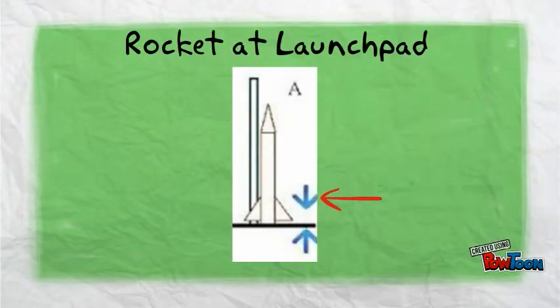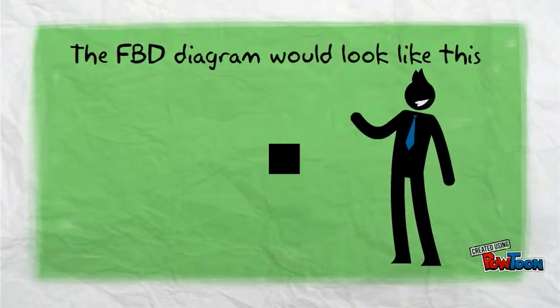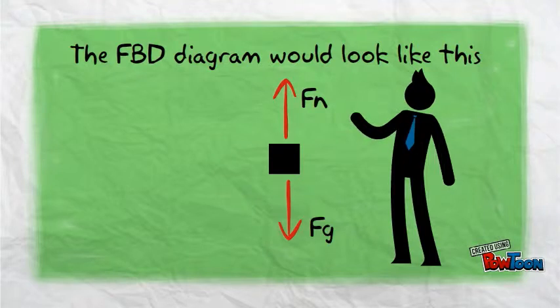This rocket has a net force of 0. How do we know this? The rocket has two forces acting upon it, the gravitational force and normal force. As you can see from the diagram, there's a gravitational force pushing down on the rocket at 9.8 meters per second squared. There's a force which is counteracting the gravitational force called normal. This force is pushing upwards.